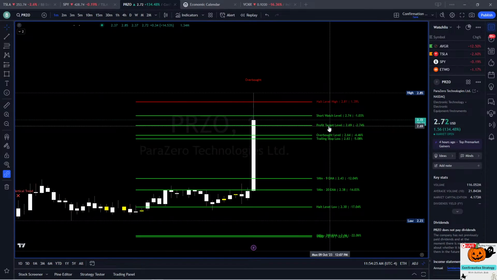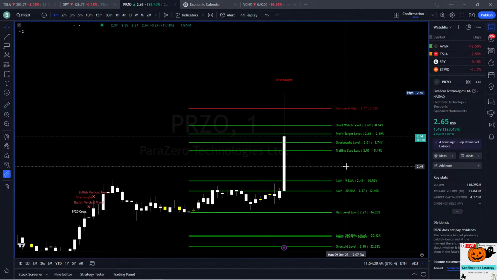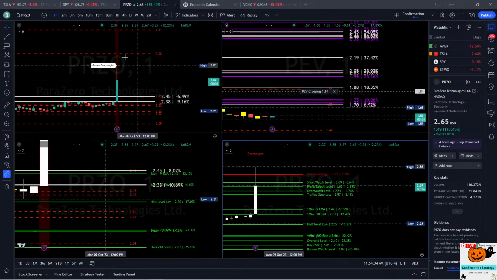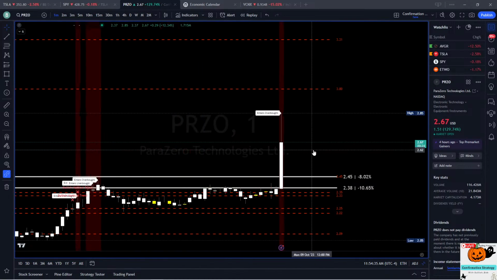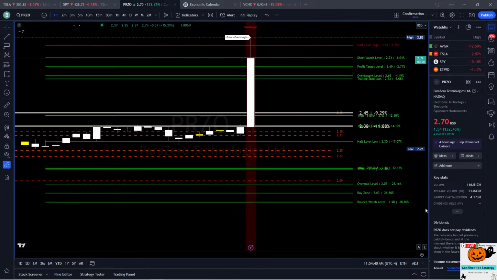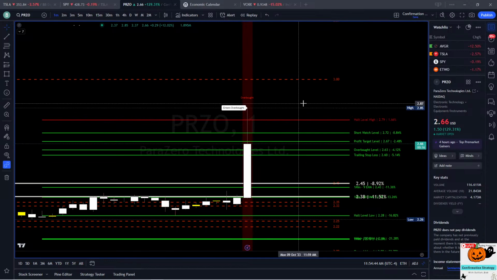Short watch level here, profit target level here, overbought level here, all have been smashed and hit. Everything is moving up here, and we can see that we may close over our key level. So let's see what happens. We'll take a look at both indicators at the same time here on this one. It's a little messy, but you guys get the idea.